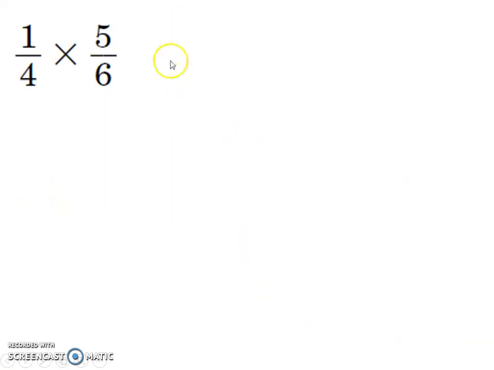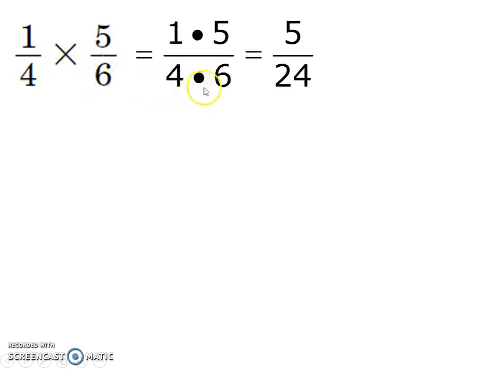The next example, 1/4 times 5/6. First, multiply the numerators. 1 times 5 is 5. Then, multiply the denominators. 4 times 6 is 24. 5 and 24 have a common factor of 1 and cannot be simplified any further. Therefore, your answer is 5 over 24.